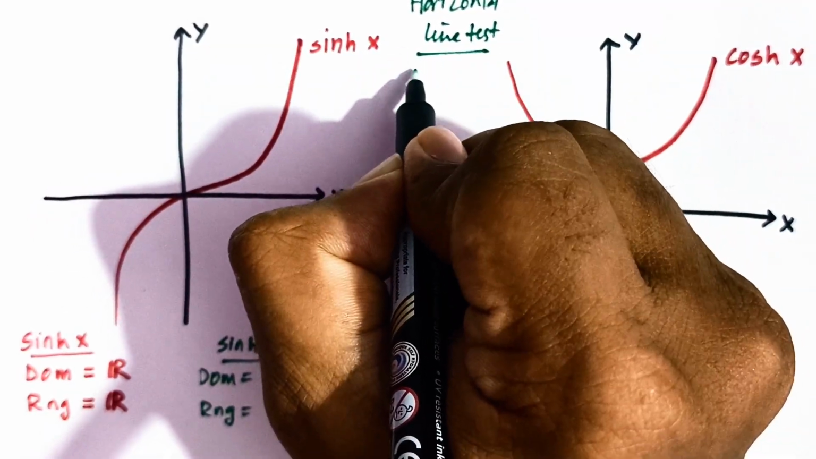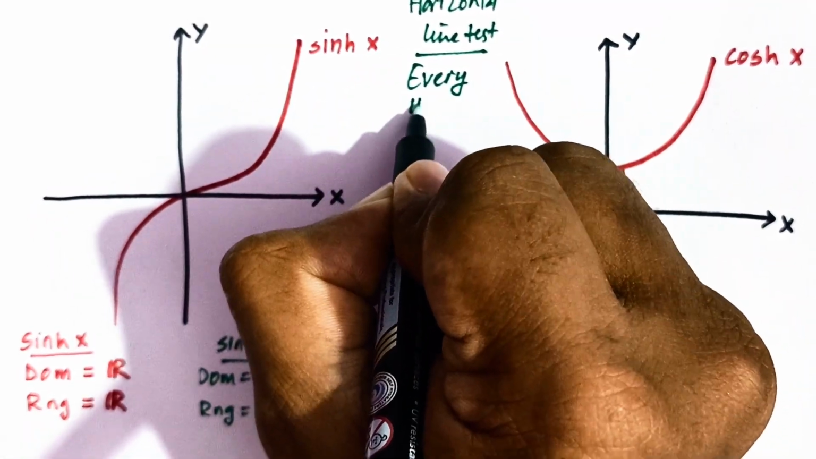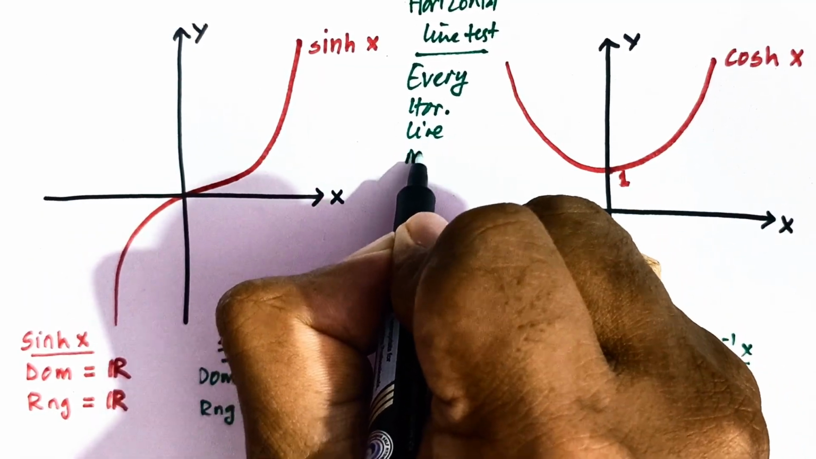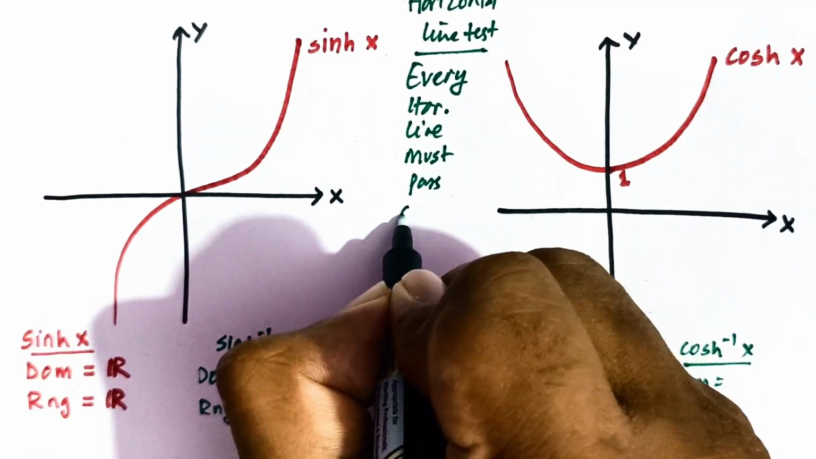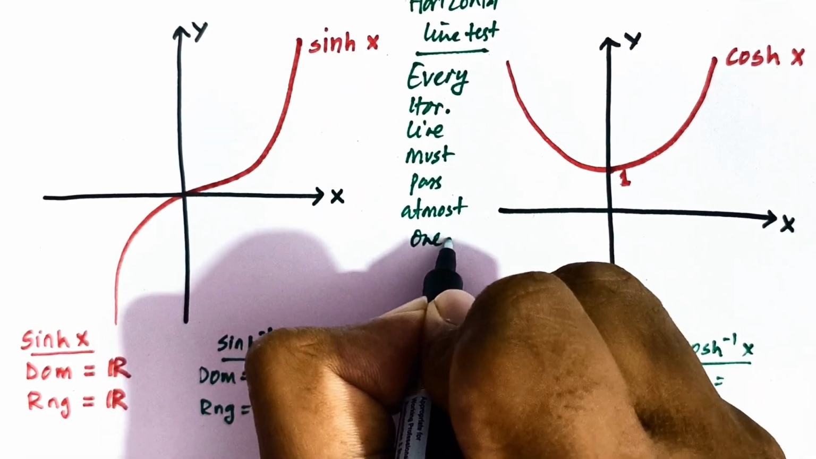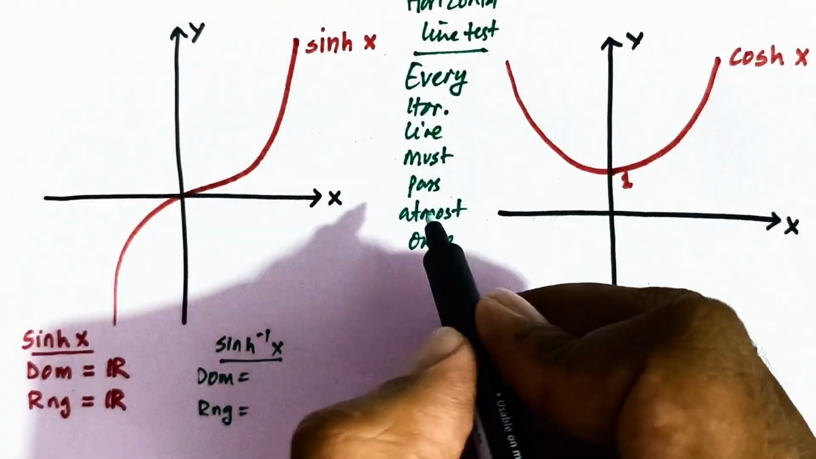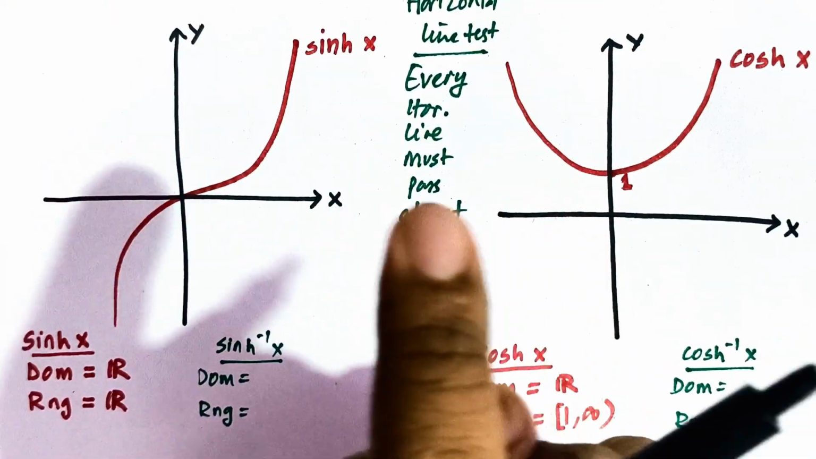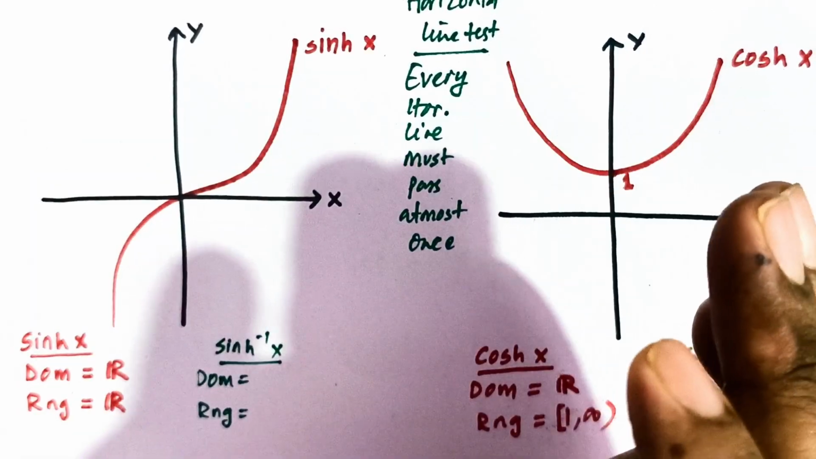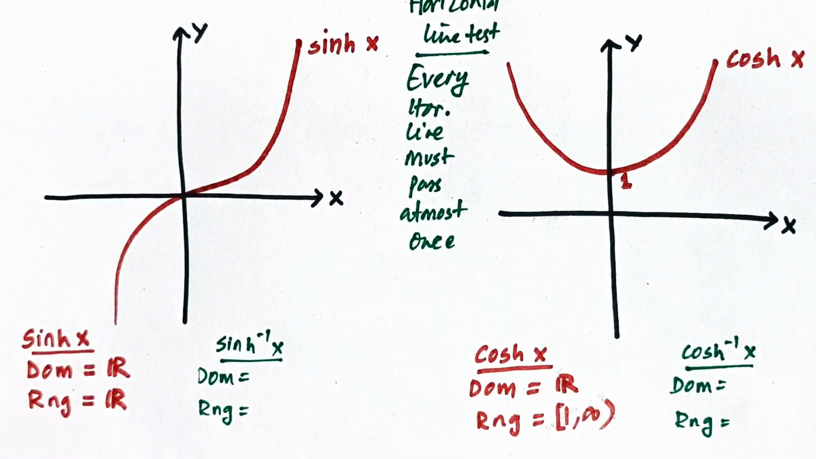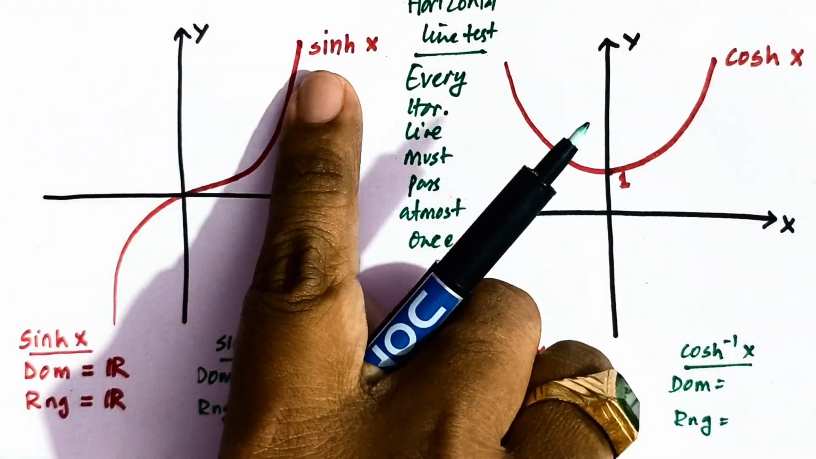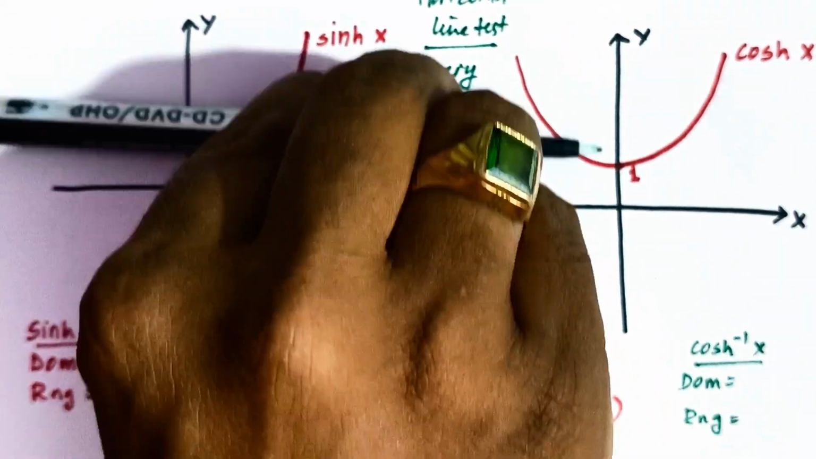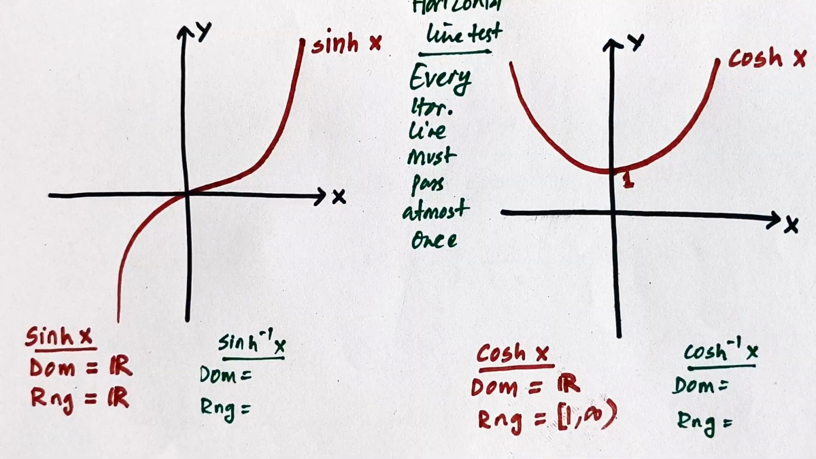Let's write this test. This test says every horizontal line must pass at most once. If any single horizontal line passes through the graph at 2 points or more than 2 points, then that function is not 1-1. It's simple. So hyperbolic sine is 1-1. Take any horizontal line, any line parallel to the x-axis, it will pass through the graph at a single point.